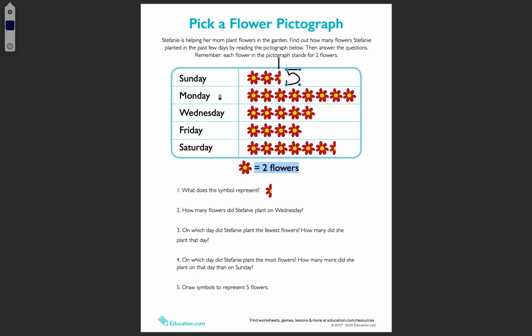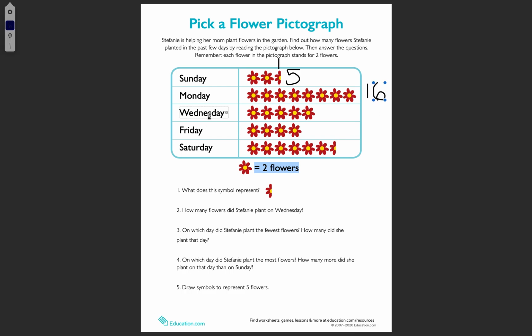All right, let's look for Monday. I don't see any half flowers, so I'm just skip counting by 2s. Let's do it together. 2, 4, 6, 8, 10, 12, 14, 16. Very good if you kept up with me. Let me write a 16 there. Not an O, silly computer. Let's try one more time, make a really big 6.